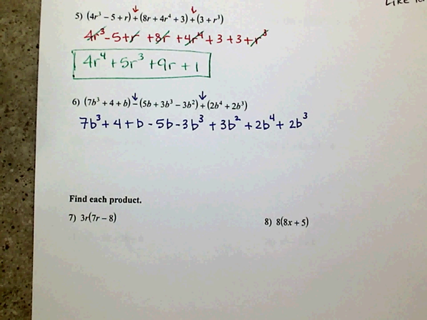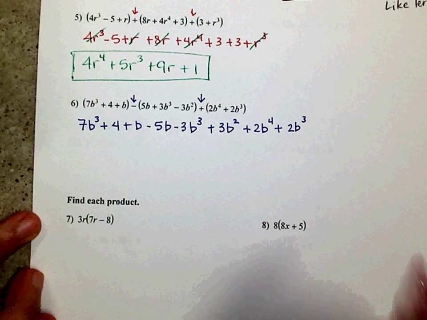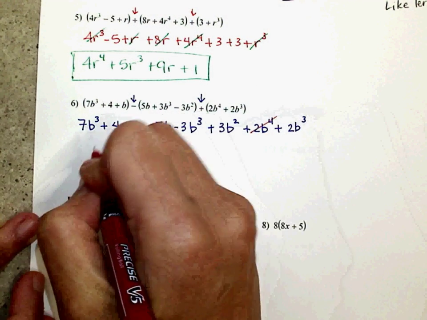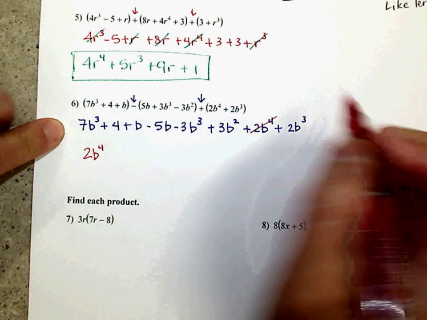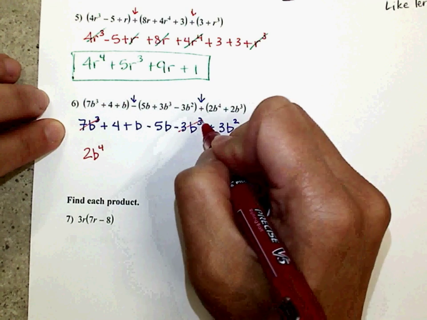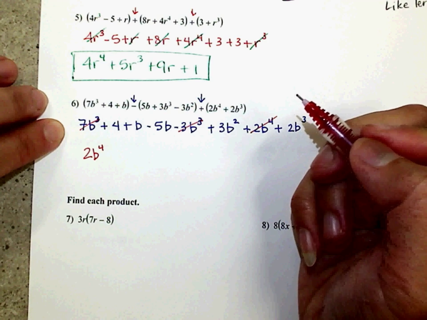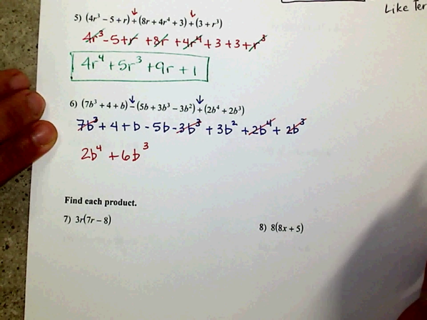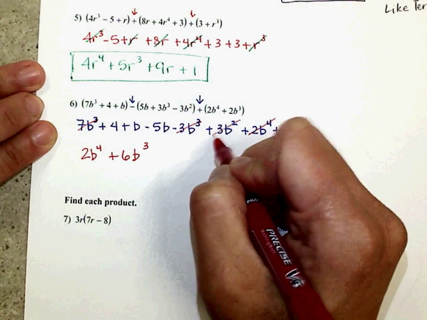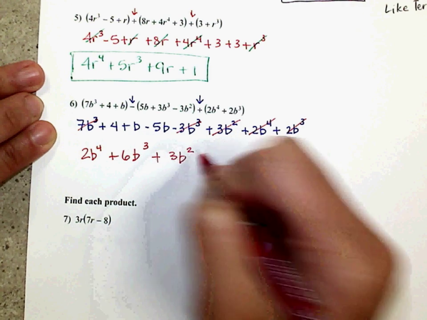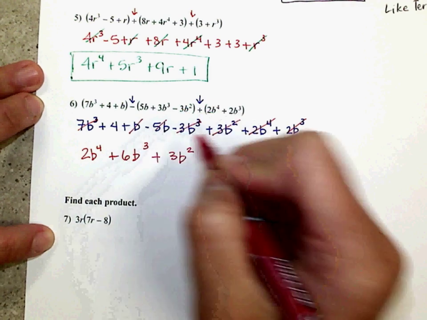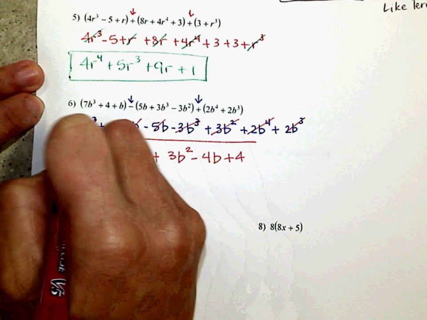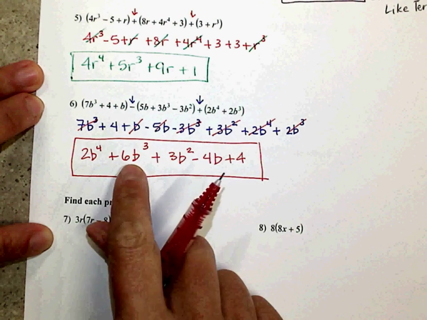Okay? Combine your like terms. Let's look for the highest degree. I see a b to the 4th, and that's the only one I see, so I'm going to bring that down. Next, 7b cubed minus 3b cubed is 4b cubed, plus 2b cubed makes 6b cubed. Next is b squared. That's the only one I see. Next is b. 1b minus 5b is negative 4b. And then you have a plus 4. None of these look alike, so now you can stop.